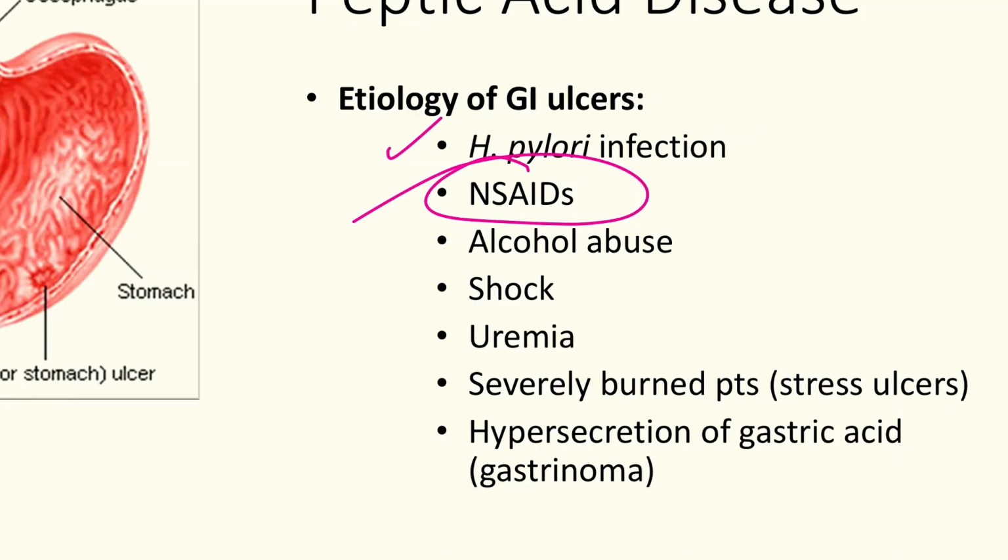But in the stomach, chronic NSAID use, ibuprofen, Aleve, those can cause ulcers to form. Alcohol abuse, shock, uremia, burn patients get stress ulcers, and any type of gastrinoma where they're just secreting gastrin unopposed. Whenever you have a tumor that secretes a substance, gastrinoma, insulinoma, prolactinoma, whatever it is, whenever we discuss these things, they do not exhibit the same negative feedback that normally would occur because they don't have the receptors that would turn off the production. All they know how to do is just turn on production and keep making more and more and more gastrin.